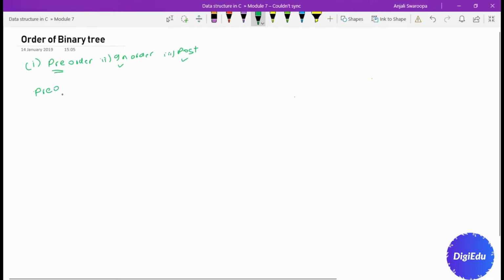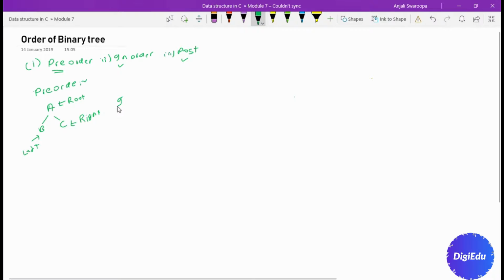So what is pre-order? Let us consider this very simple binary tree, A, B and C. In this binary tree you can notice that A is the root, C is the right subtree, and B is the left subtree. Left and right are decided on the basis of the position relative to the root. B is on the left with respect to the root, so we call it the left subtree. C is on the right with respect to the root, so we call it the right subtree.